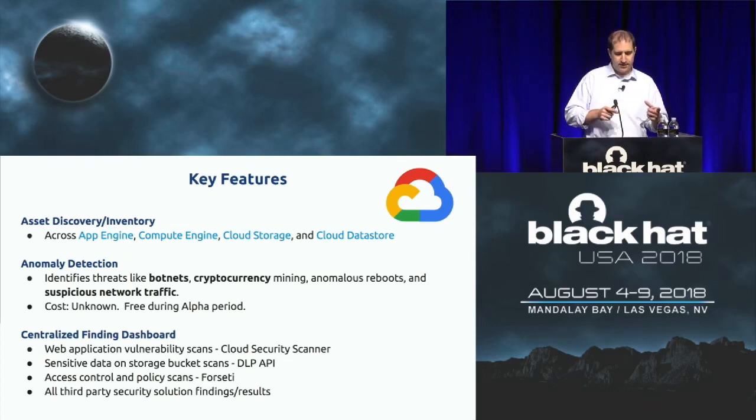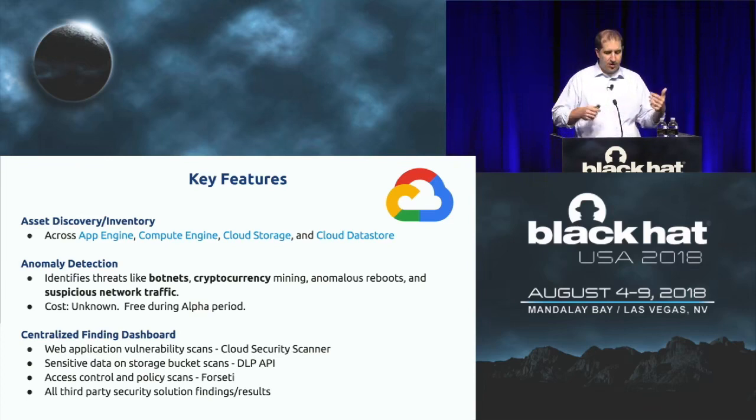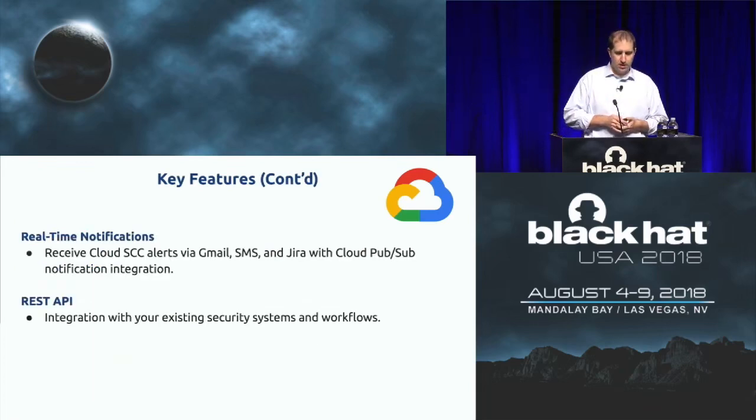But what they do well is that centralized finding dashboard, kind of like Azure Security Center. It's a single place where all the findings go. So things like Cloud Security Scanner, the DLP bucket scanner, Forseti for configuration and policy, and all of the third-party security solutions that you'll see in this dashboard here, they all go to that same place, and I think that's really important, and I'll touch on that in a little bit. And from that central place, they then have a lot of options for real-time notifications and a very full-featured REST API.